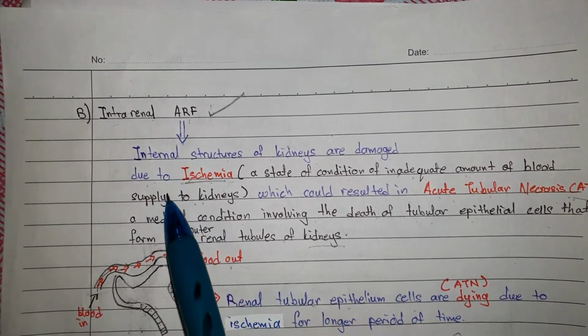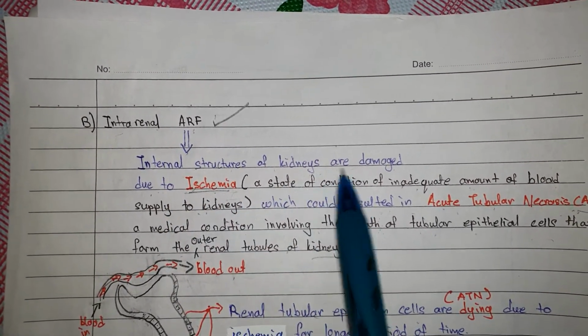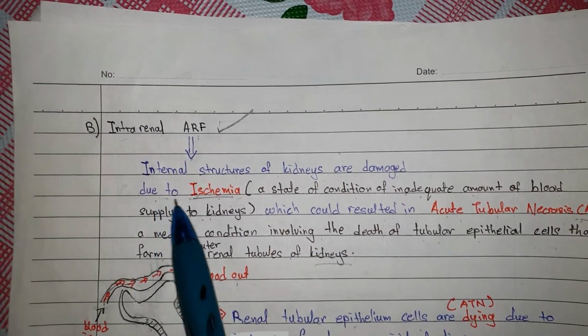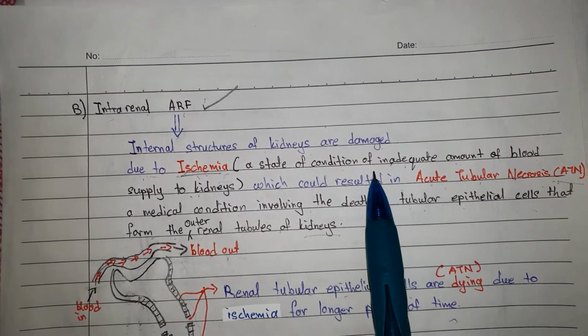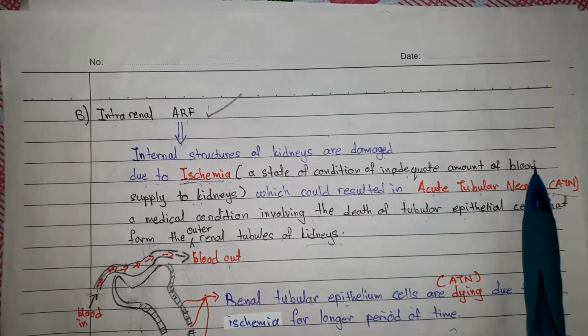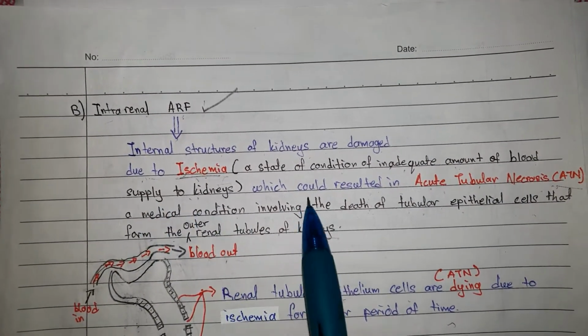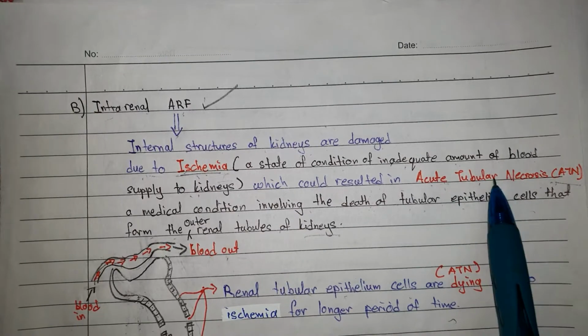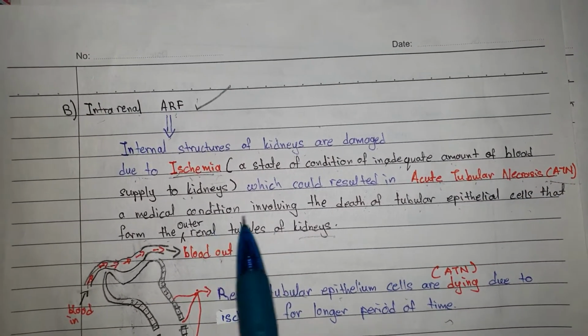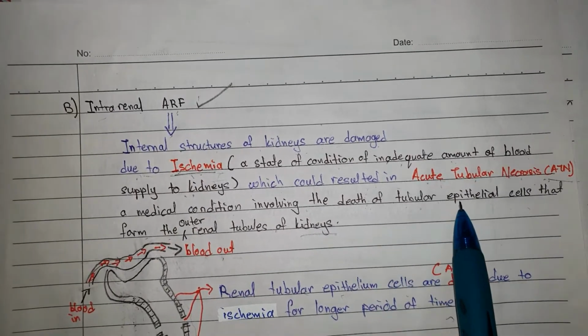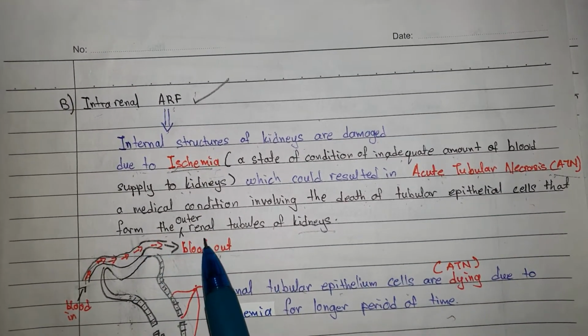This is related to internal structures of the kidney being damaged due to ischemia. Ischemia is a condition where an insufficient amount of blood is supplied to the kidney, which can result in acute tubular necrosis, or ATN. Acute tubular necrosis is a medical condition involving the death of tubular epithelial cells that form the outer renal tubules of the kidneys.